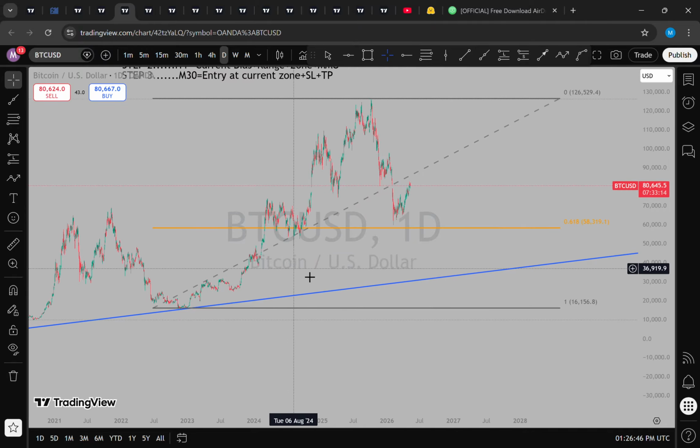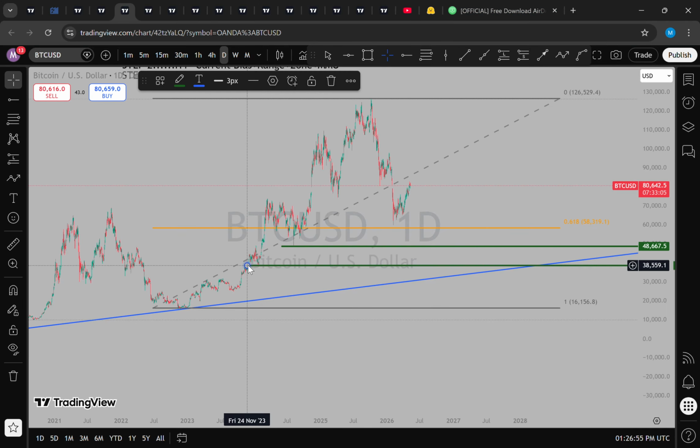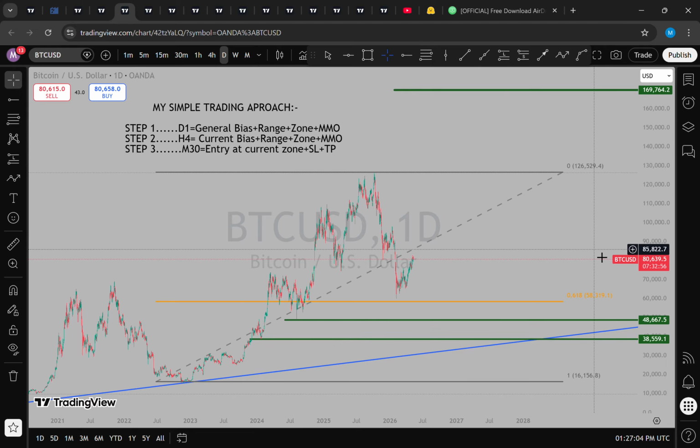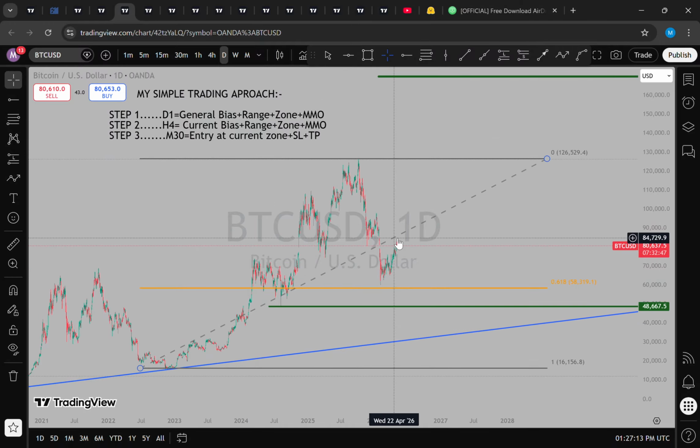Then apart from 618, we have key levels here. It's a level here. Key zones. So the market might reverse from here, from 618, from here. So those are the zones. I'm done with the zones on the daily time frame. So I'm going to leave all the zones.